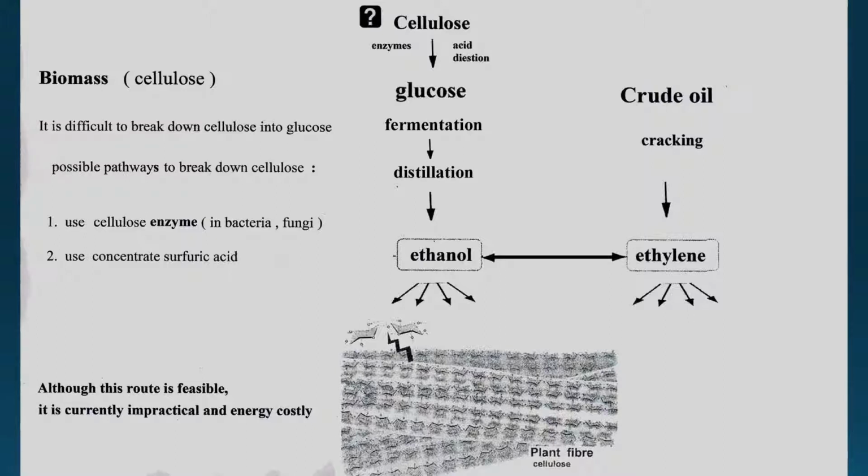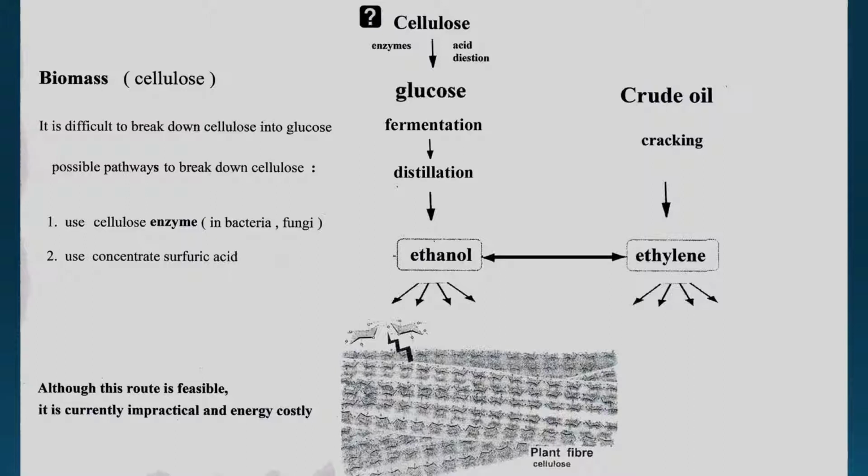And this is talking about the biomass, cellulose. Can we go this way? Yes, but this way has some difficulty. Because if we use enzyme or concentrated sulfuric acid, they both can break cellulose into glucose, but they are not practical and they are very energy costly. So far we don't do this step. So far we cannot use cellulose to make glucose.